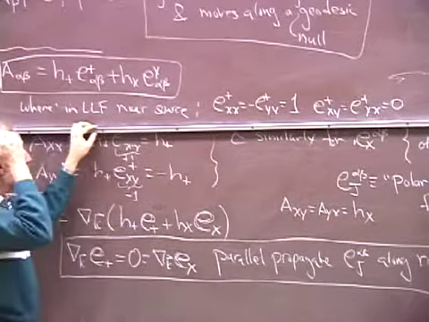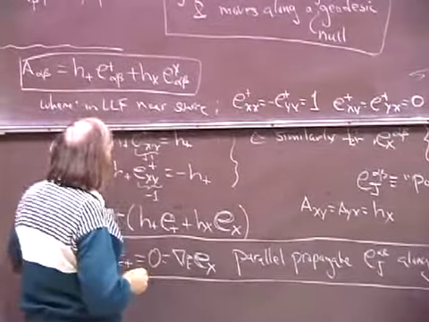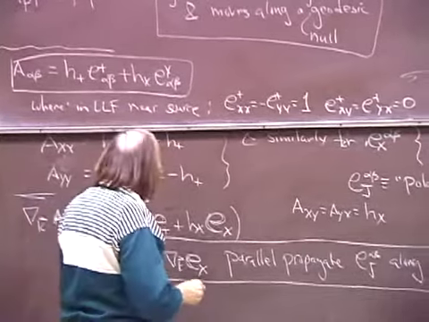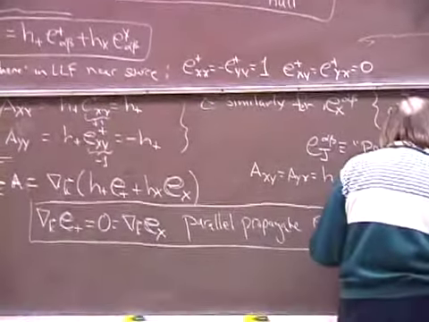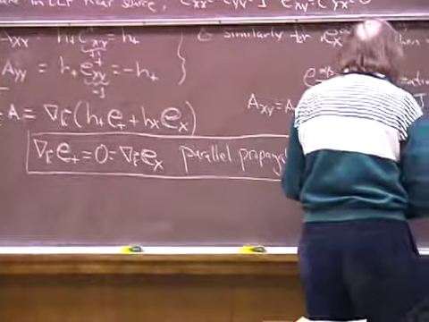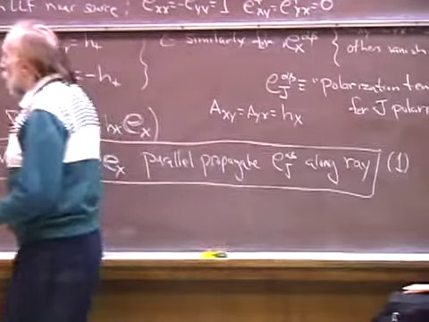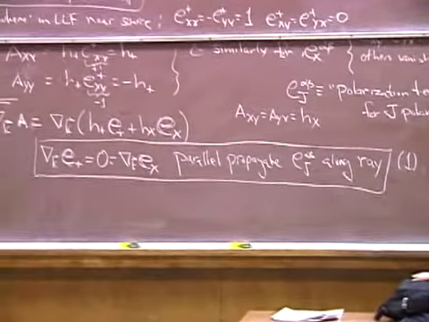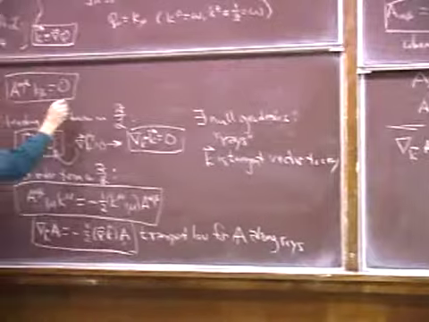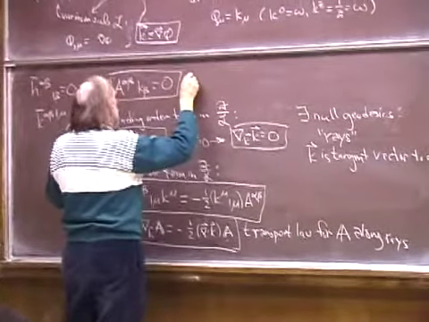Okay, let me reiterate that we have a propagation law for the polarization tensors. Let's call that equation number 1 along the ray. We also have the ray equations. So let's go back here. We have the ray equations. Let me number these, the fundamental equations here.